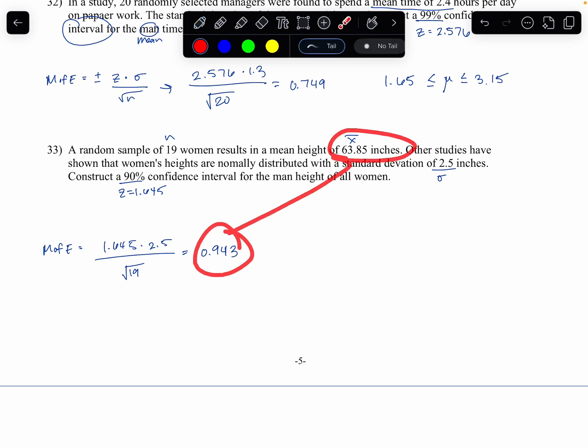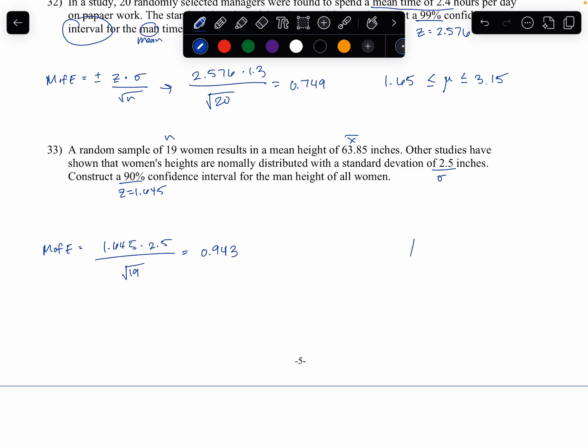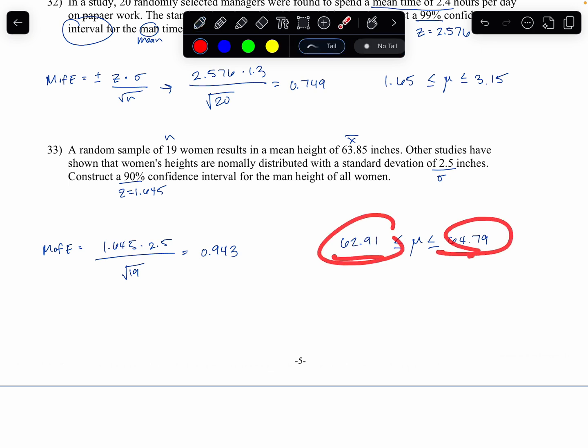Our sample mean is given there. We think the exact mean, so we're going to do the 63.85 and add our margin of error, and we get 64.79. And we'll take the sample mean, 63.85, and subtract our margin of error, and we get 62.91. So we think the exact mean is somewhere between those two values.